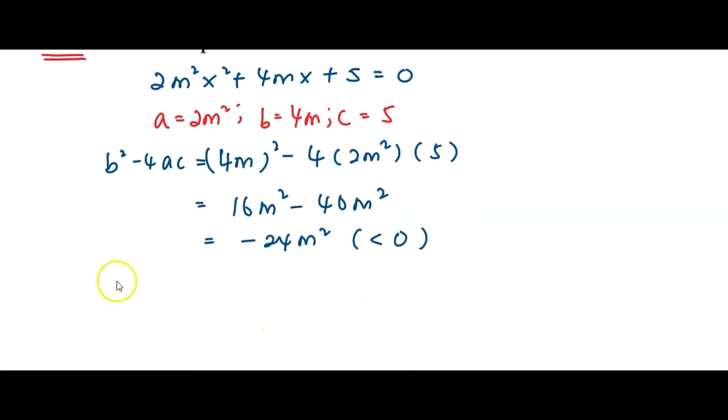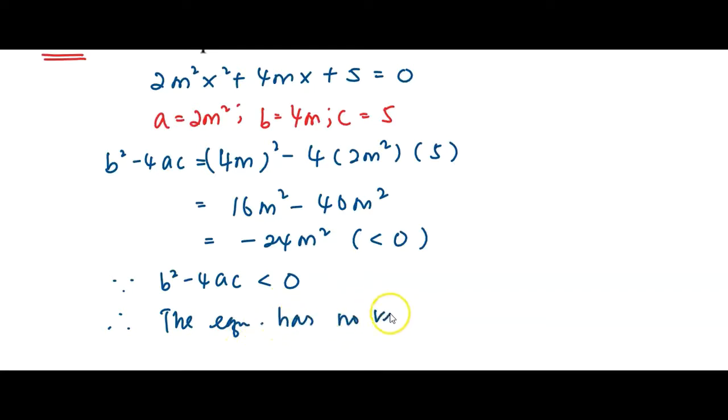Then we need to make our conclusion. We say since b squared minus 4ac is always less than 0, therefore we say that the equation has no real root. This is how we prove.